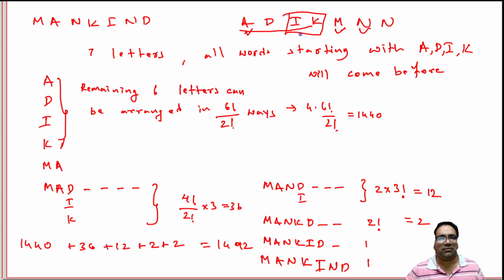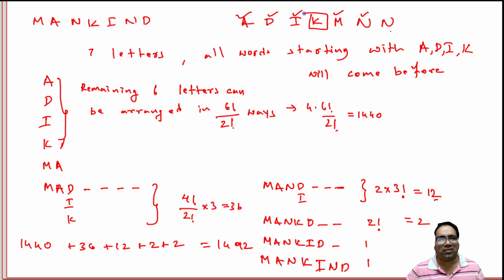If we are using MAND, A is done, M is done, N is done, D is done, we'll have I, K, N. So that's why 3 factorial. Similarly, MAND will have 3 factorial, MANI also will have 3 factorial. So 2 into 3 factorial, that is 12 words starting with MAND or MANI. Then MAND and MANI are done. Then what will be the next word?